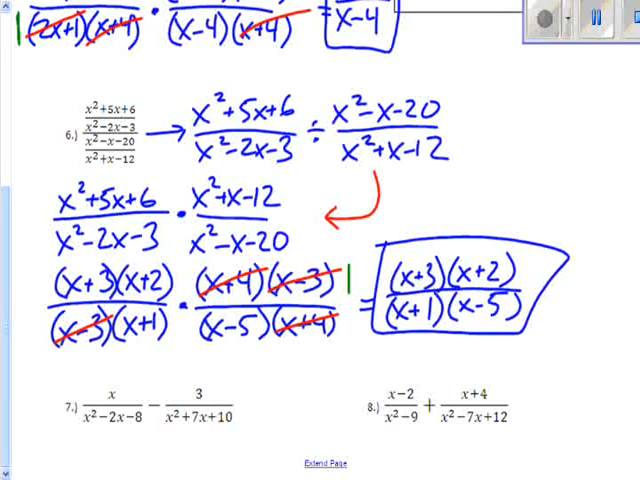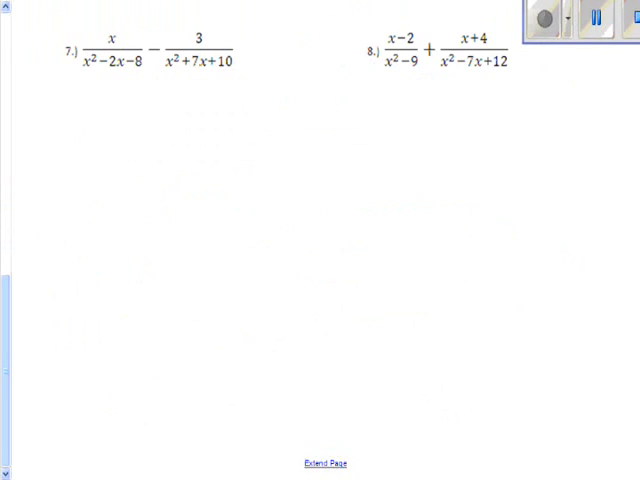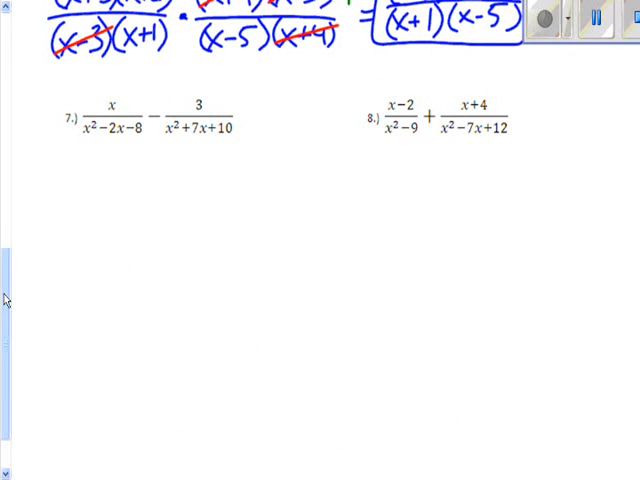Number 7 and 8 is where it gets a little bit trickier. This is addition and subtraction, and unlike multiplication and division, with addition and subtraction I have to get common denominators. Right now, it's just about impossible for me to tell what the least common denominator here is until I look at the factors, until I see what each of these denominators is made of. So the first thing I'm going to do is factor.